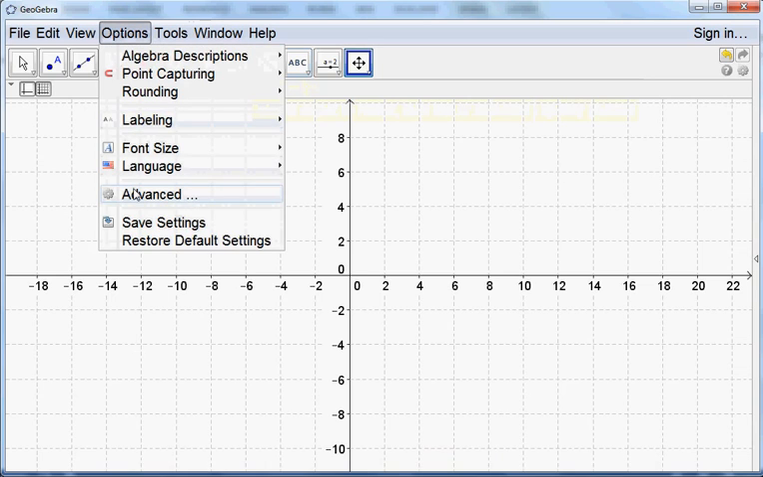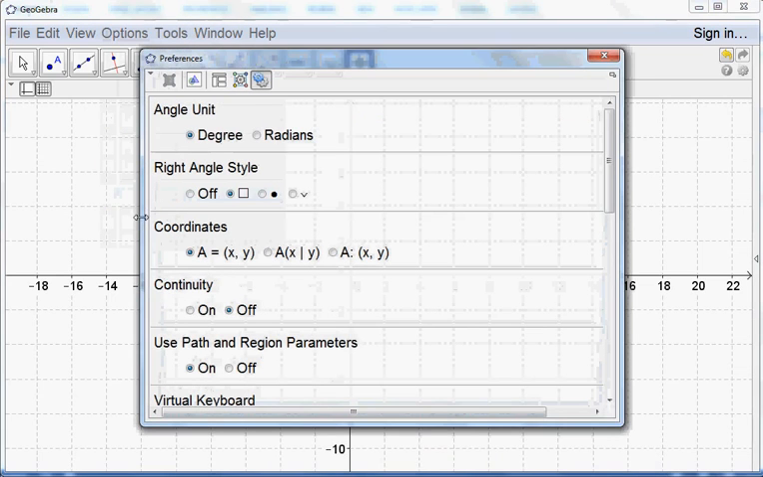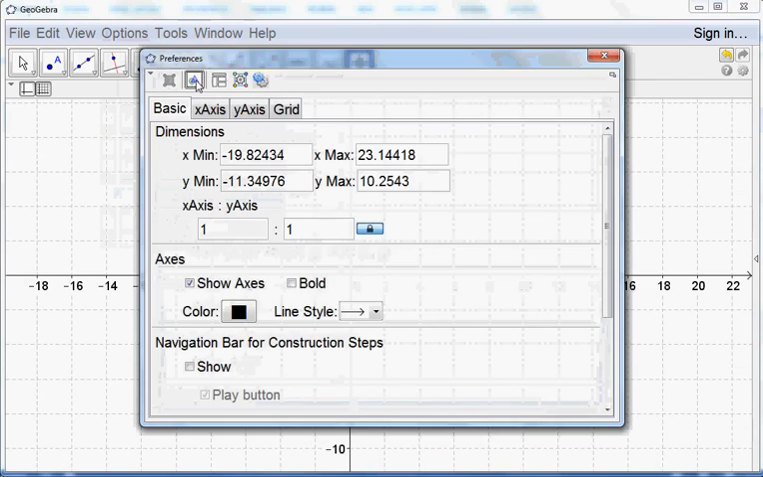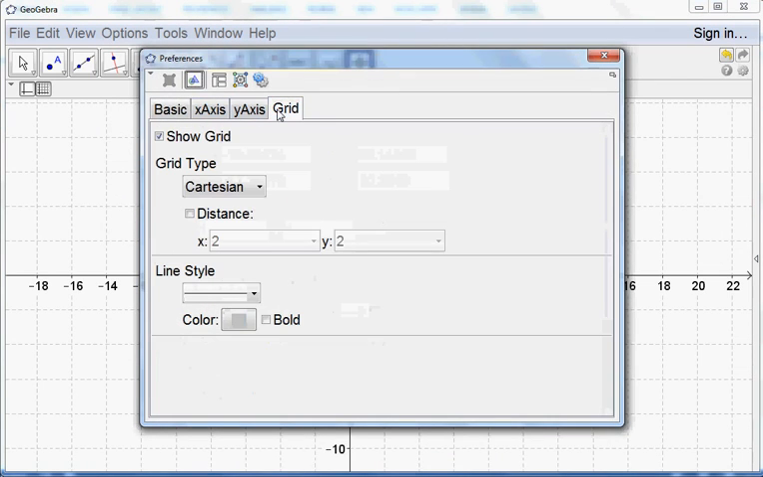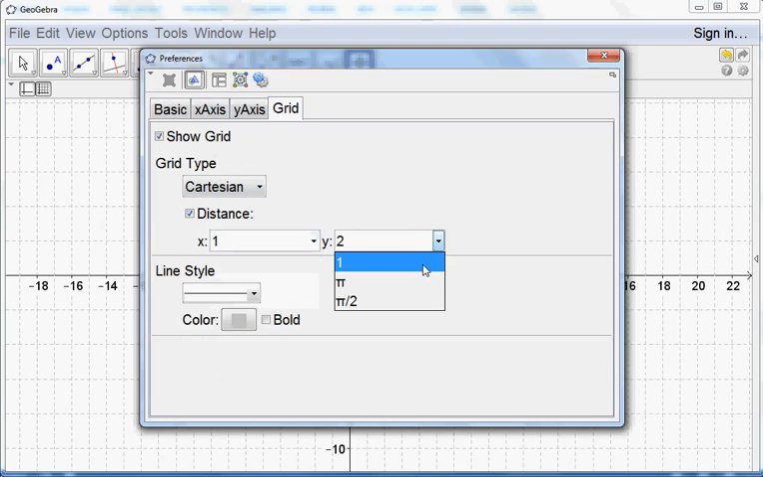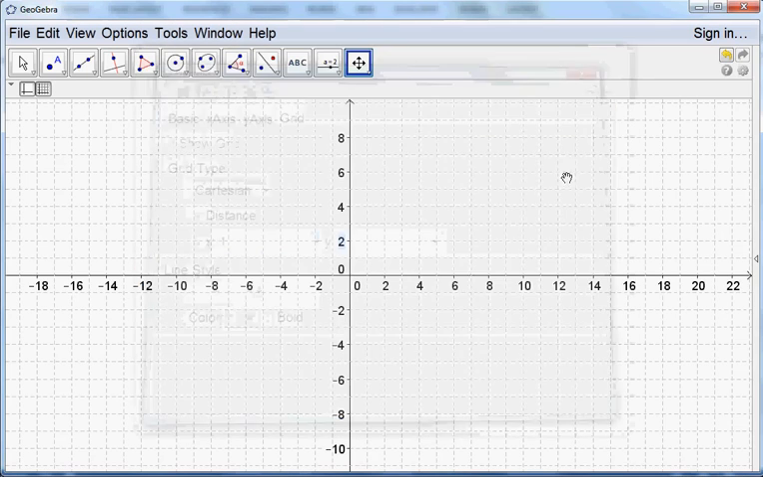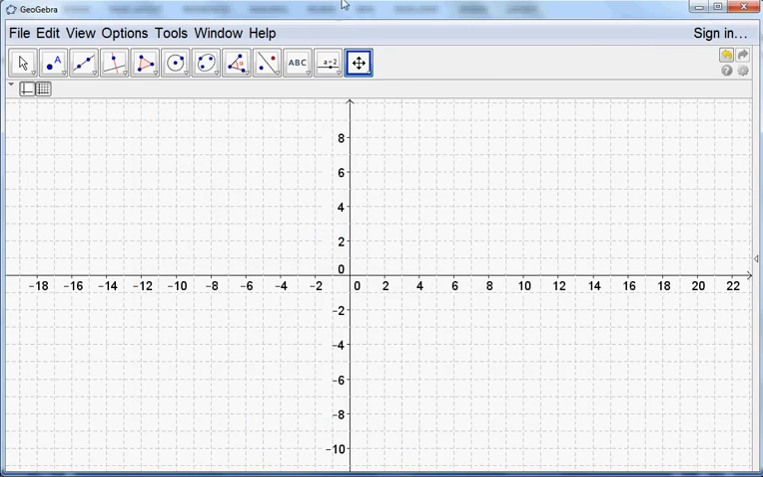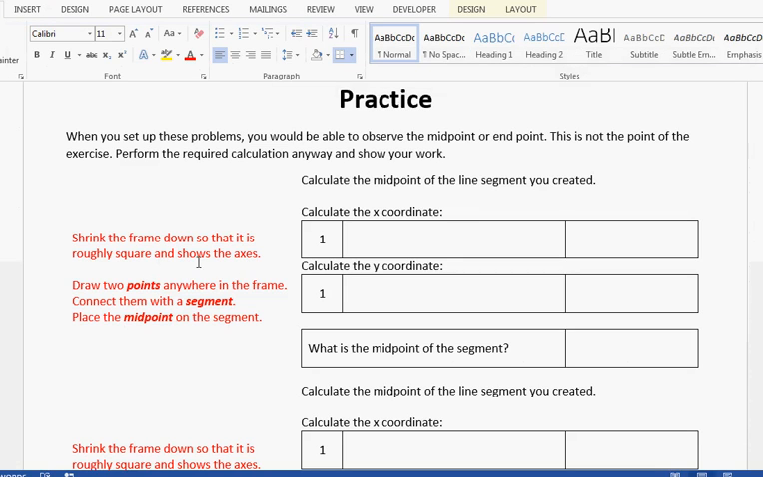Then go to Options, Advanced, switch over to Graphics Preferences, and Grid. Click on Distance and change these to 1s. Okay, that will show single unit spots. Now shrink the frame down so that it is roughly square. Draw 2 points anywhere in the frame, connect them with a segment, and plot the midpoint.